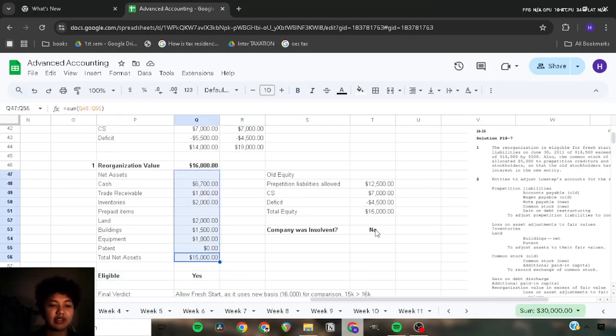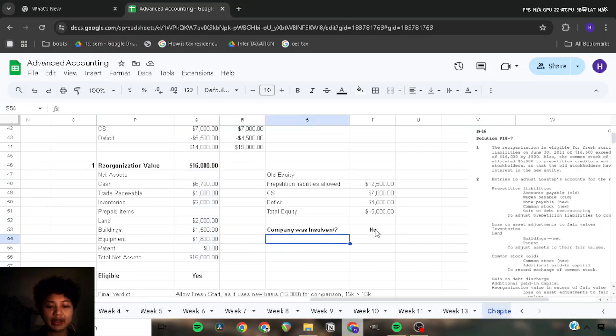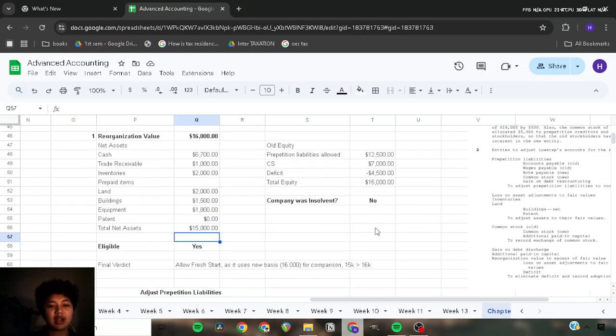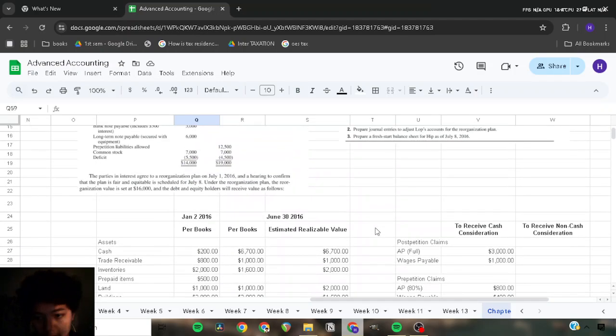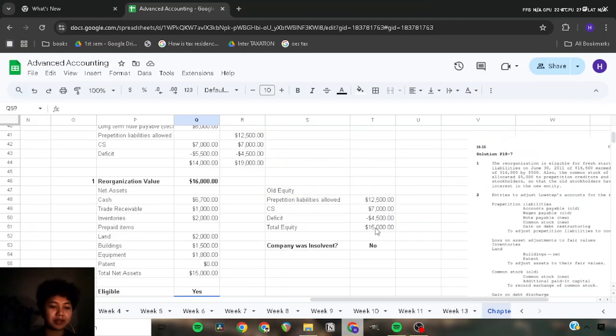We're mainly focusing on this rather than the other. I'm just doing this for the sake of giving more information, but then we're going to be looking at this. So because your reorganization value is higher than the total net assets, that means the company was struggling in a way. So then, yeah, you can reorganize your company. It's like that.